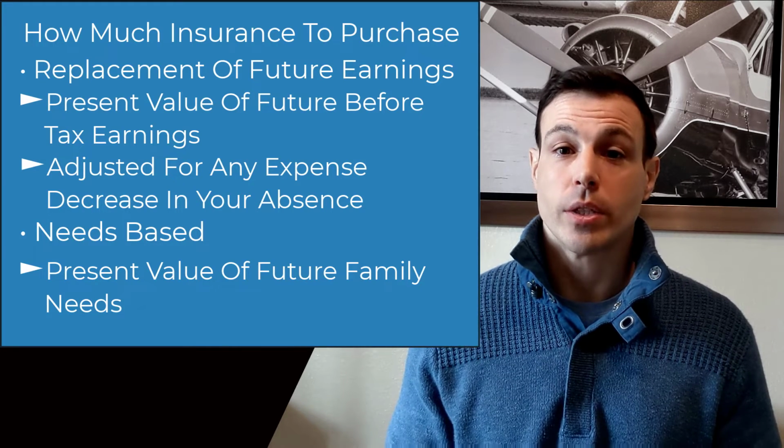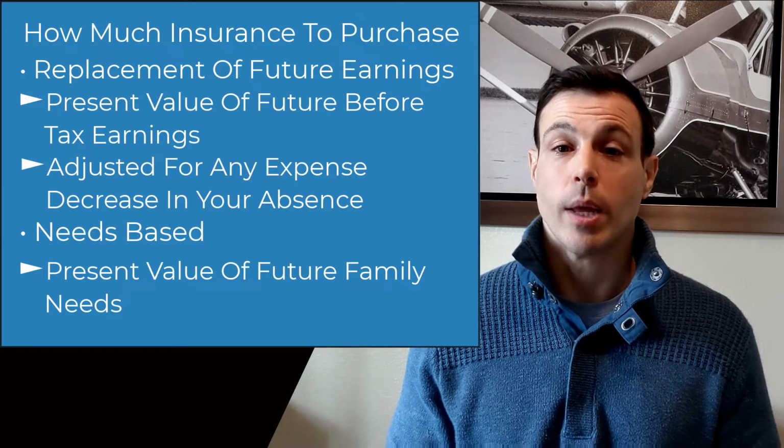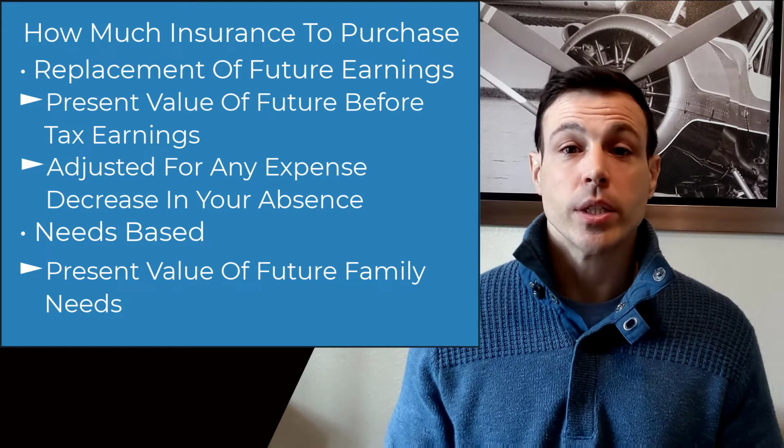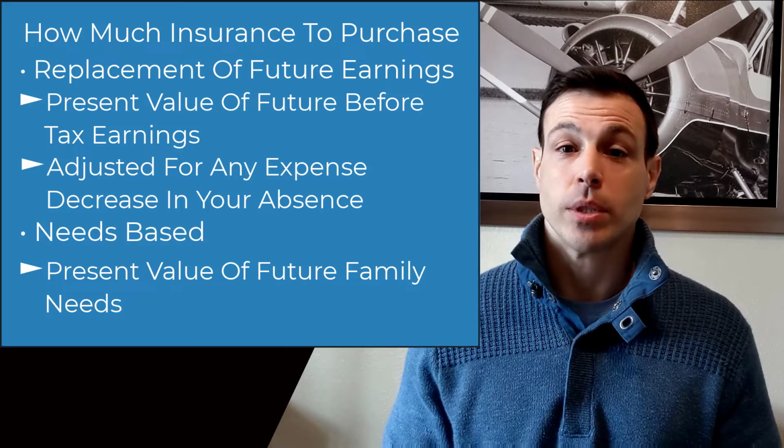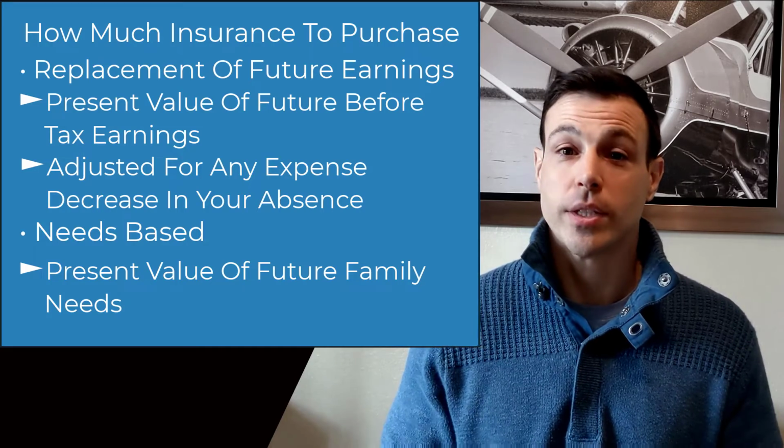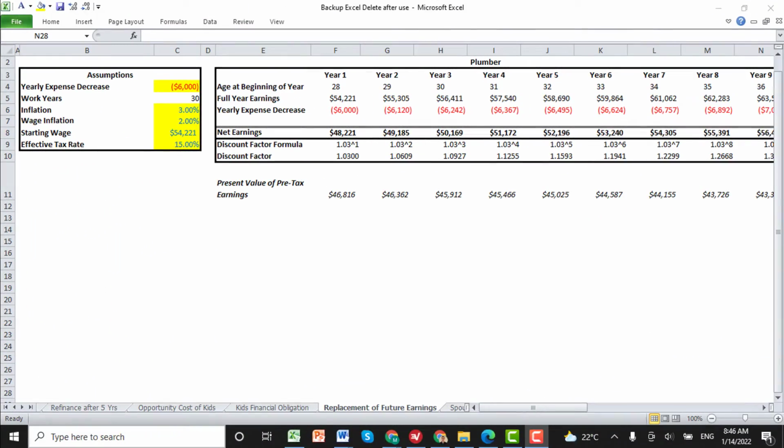So let's start with an example of the replacement of future earnings approach, and we're actually going to use the assumptions from the plumber example that we did in Chapter 9. So let's jump to Excel and take a look at the assumptions, and then I'm going to walk you through the calculations. And this spreadsheet can be found on my website, michaeltoldrichfinance.com. And here you can see we're on the replacement of future earnings tab.